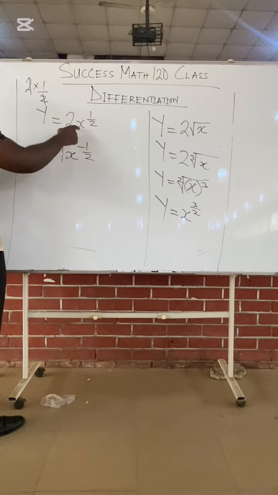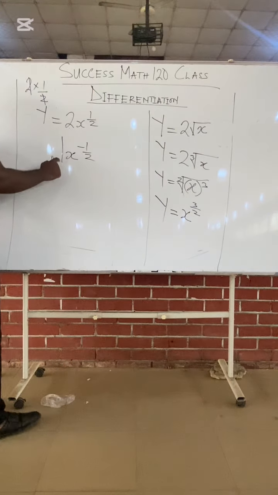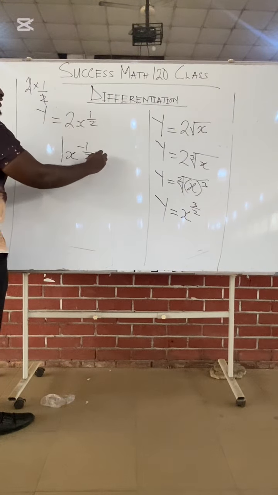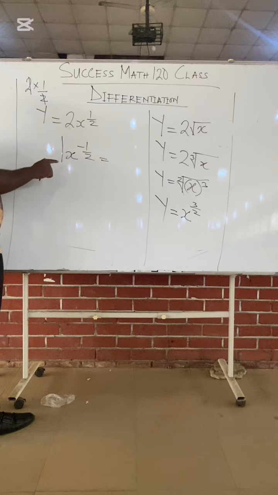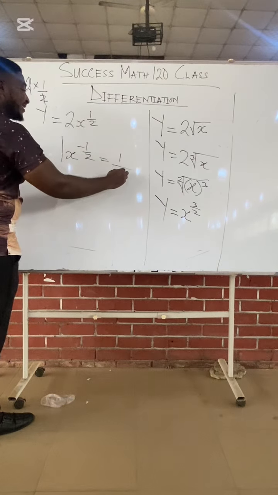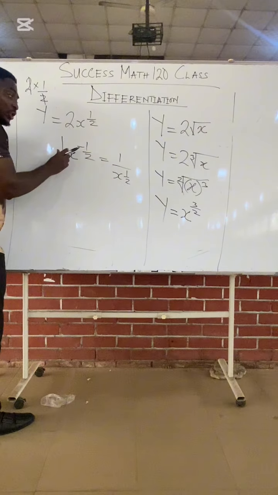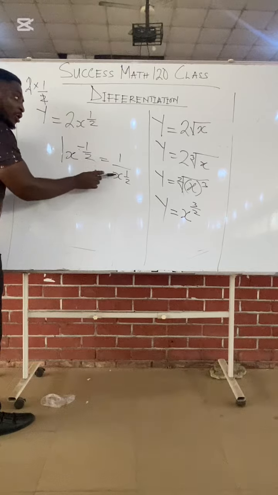So, the derivative of 2x raised to power 1 over 2, which was obtained from 2 root x, is 1x raised to power minus 1 over 2. This minus can disappear if this x raised to power 1 over 2 comes down. It will now be 1 all over x raised to power 1 over 2. Class, no more minus. When this x raised to power 1 over 2 was up, it had a minus sign, right? When it comes down, the minus disappears.